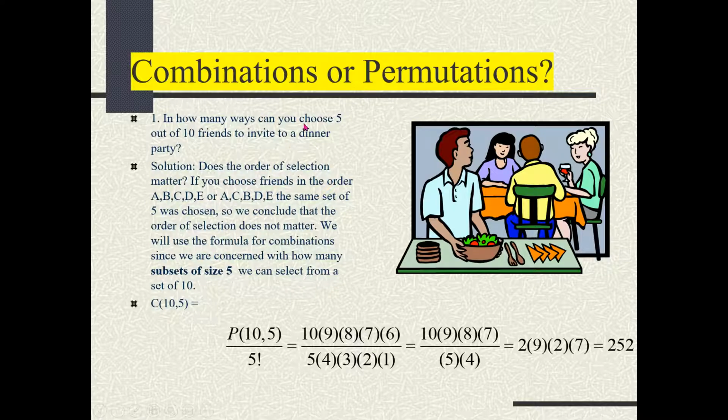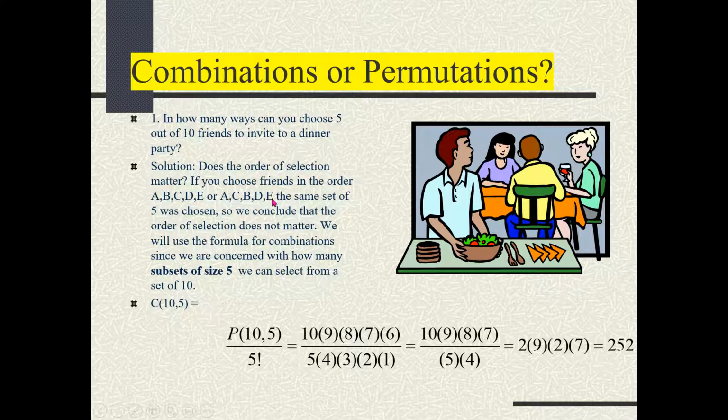In how many ways can you choose 5 out of 10 friends to invite to a dinner party? Consider that you want to arrange a dinner party and you have to choose 5 friends out of those 10 friends. Does order matter here? Of course not, because even if you invite the friends in order A, B, C, D and E, or A, C, B, D and E, these are necessarily the same friends.